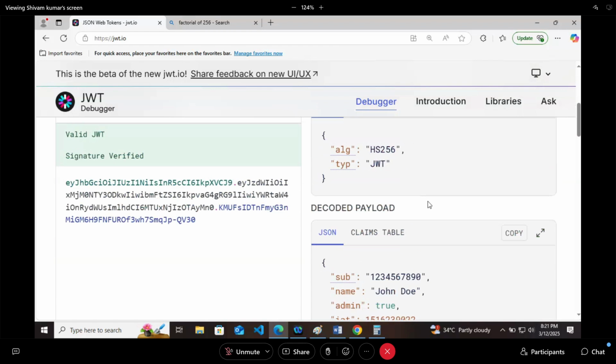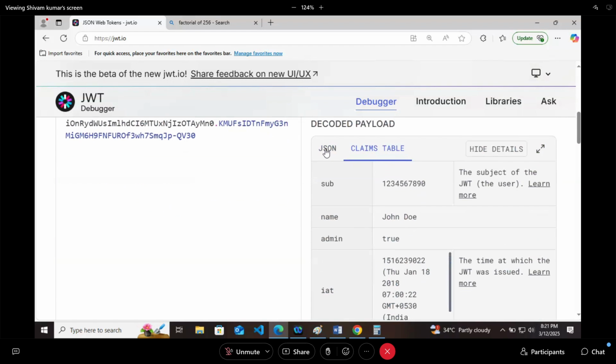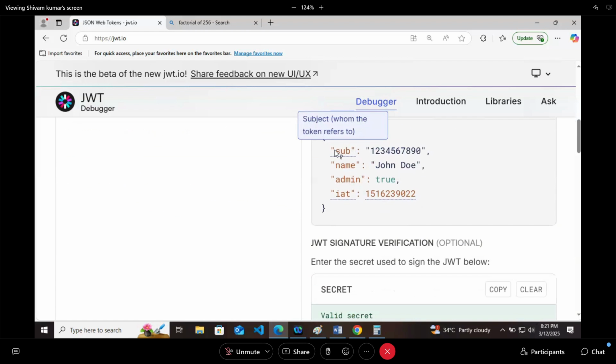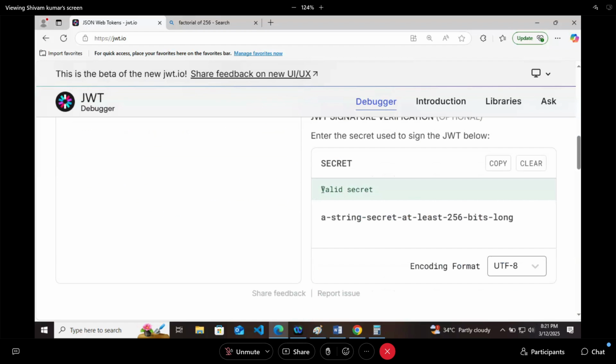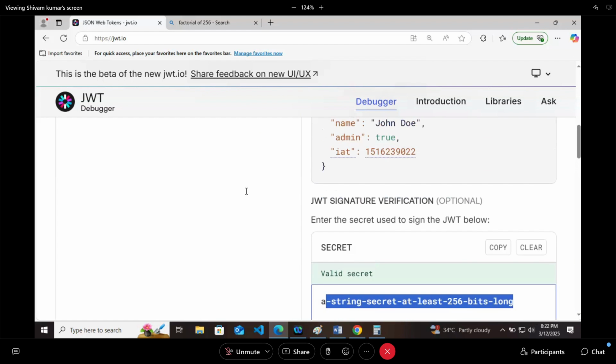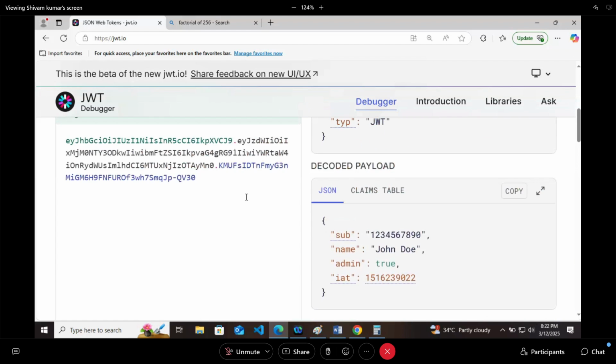Subject is 1, 2, 3, 4, 5, 6, 7. Name is John Doe. Admin is true. IAT is this value. Secret, here you have to write some secret value. And you know how this value will transfer now. Let's say you are writing a message inside this. How will this message go? This message will go in three values, and those values will be dot separated values like this.